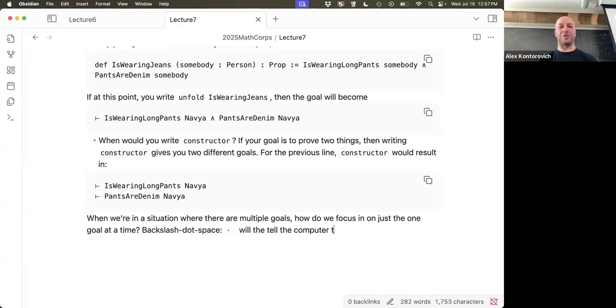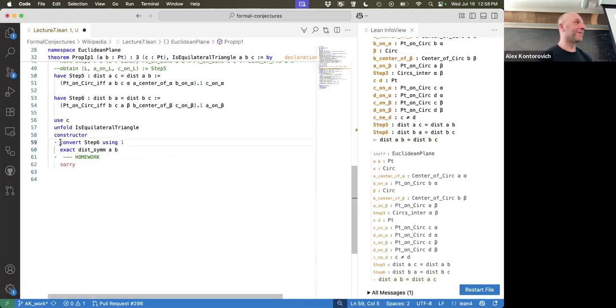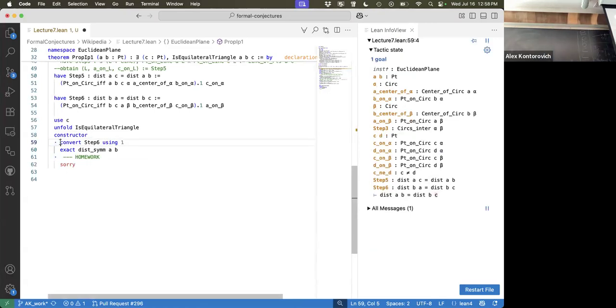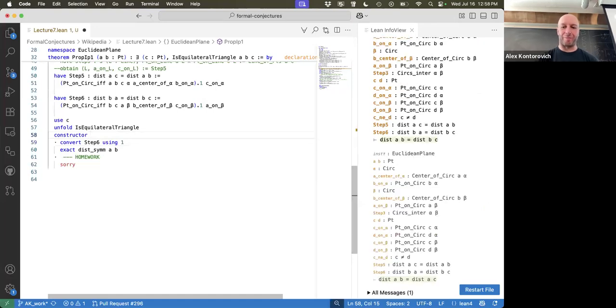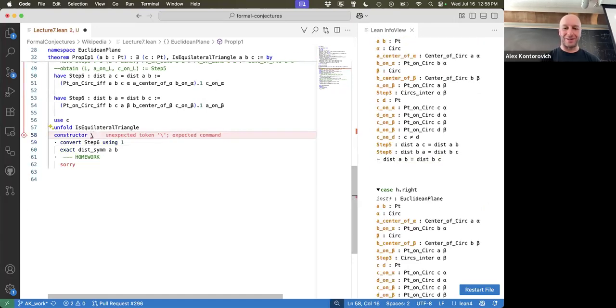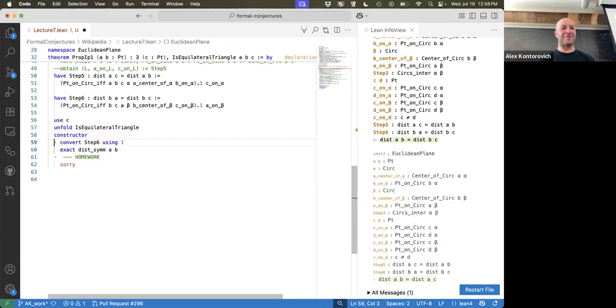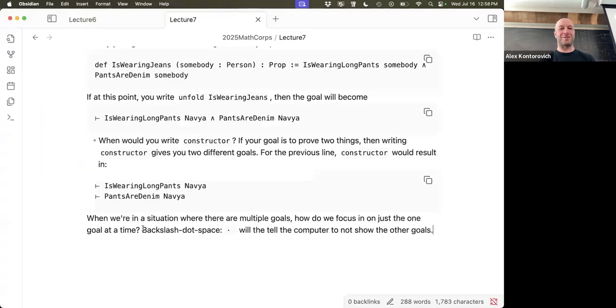Will tell the computer to not show the other goals. So what's the backslash? I just literally mean backslash and then dot and then space, and that'll make that kind of a dot. Yeah. So if you type backslash, then dot, then space, you'll get something that looks like this. And that'll tell the computer.